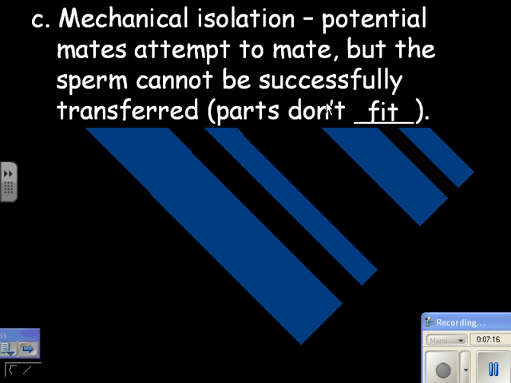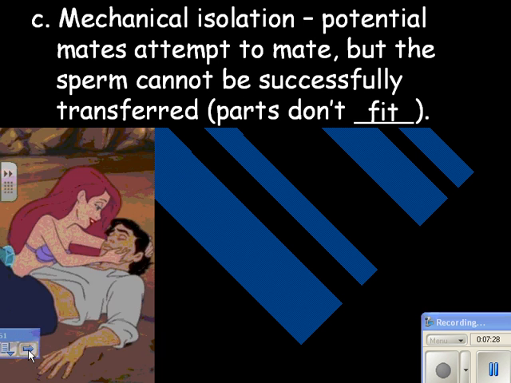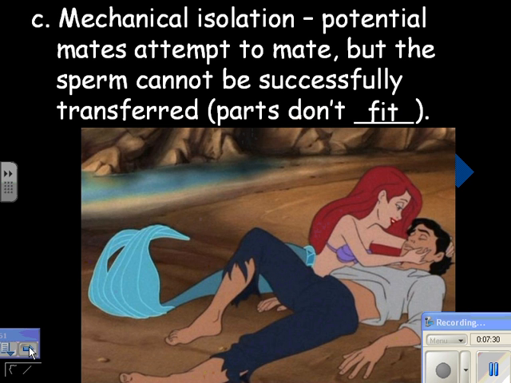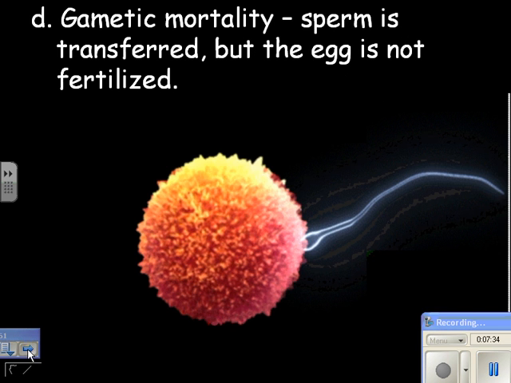Mechanical isolation is when potential mates attempt to mate, so they do the right behaviors, they behave at the right time, or they mate at the right time, but the sperm can't successfully be transferred. That means the parts don't fit. If you are far enough apart in populations, then that will happen.